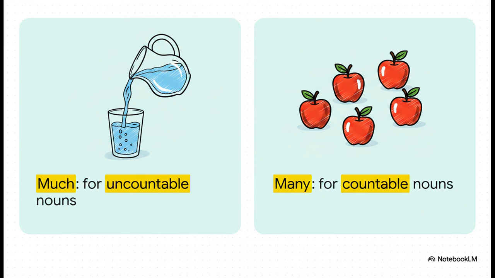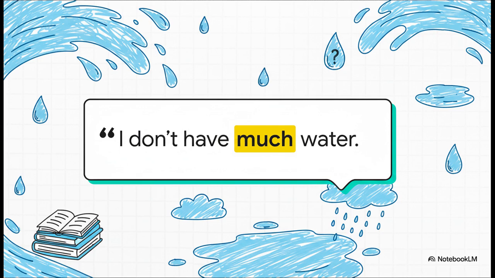And honestly, the rule here could not be simpler. Just ask yourself one thing. Can I count it? If the answer is no, you use much. If you can actually count them, 1, 2, 3, you use many. I mean, think about it. You can't say you have 3 waters, right? Water is just water. It's a substance. It's uncountable. That's why we say I don't have much water.